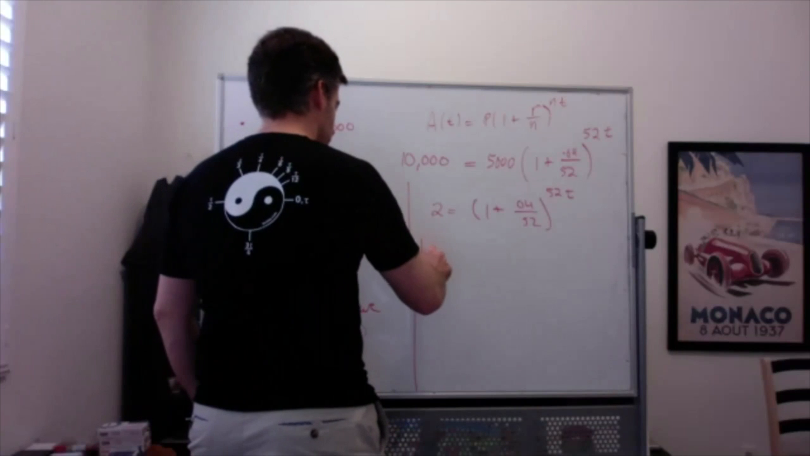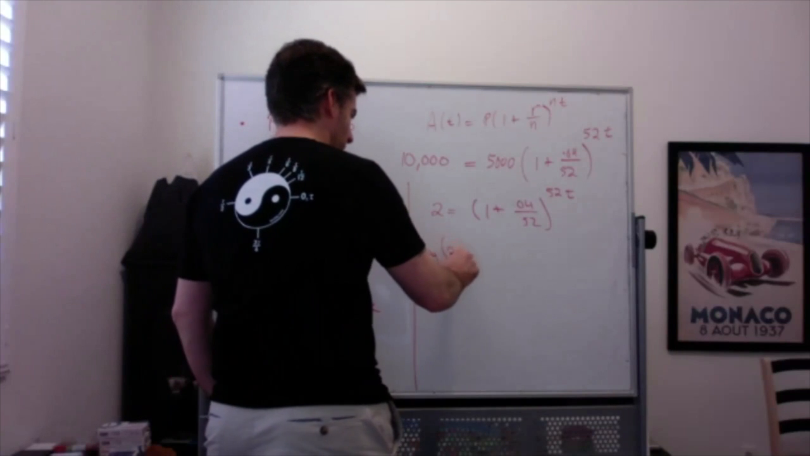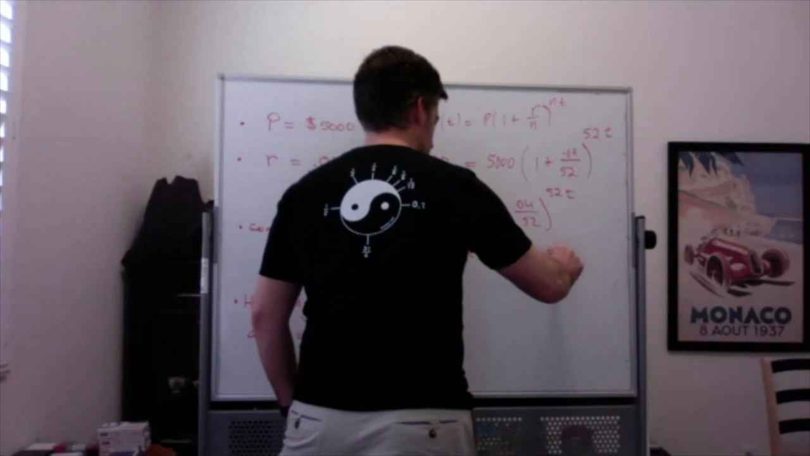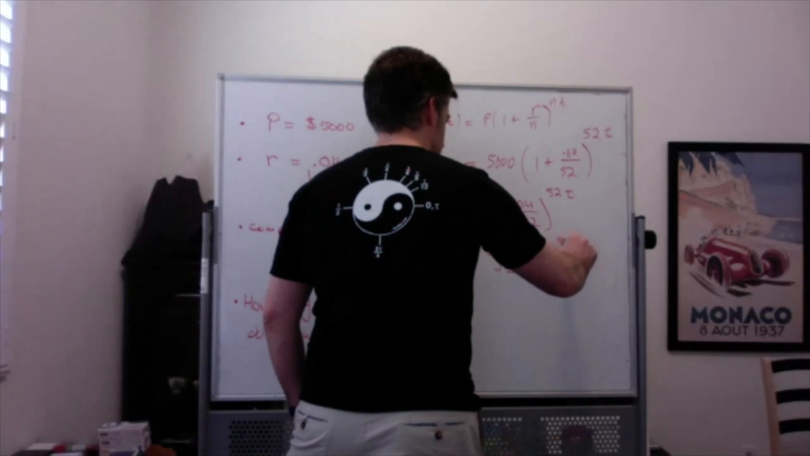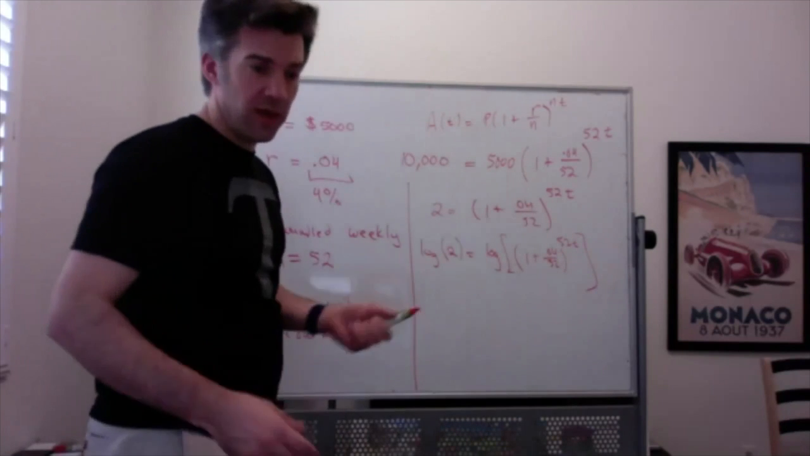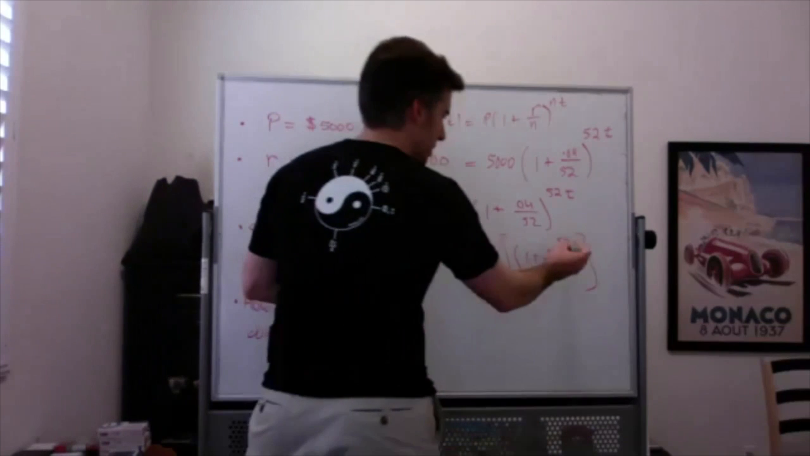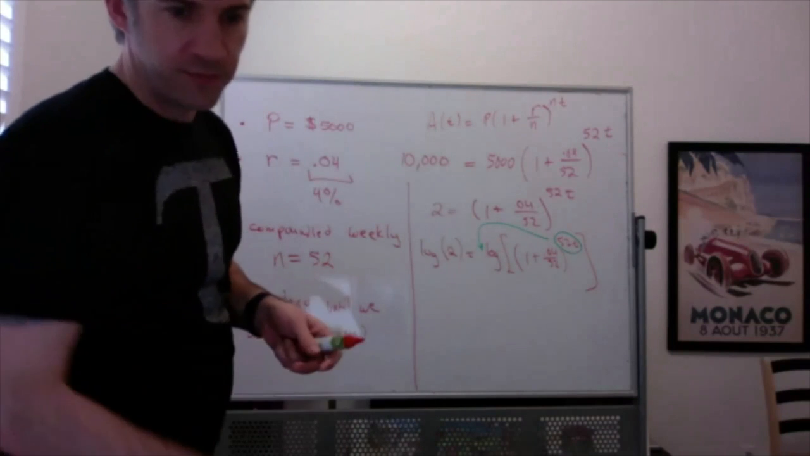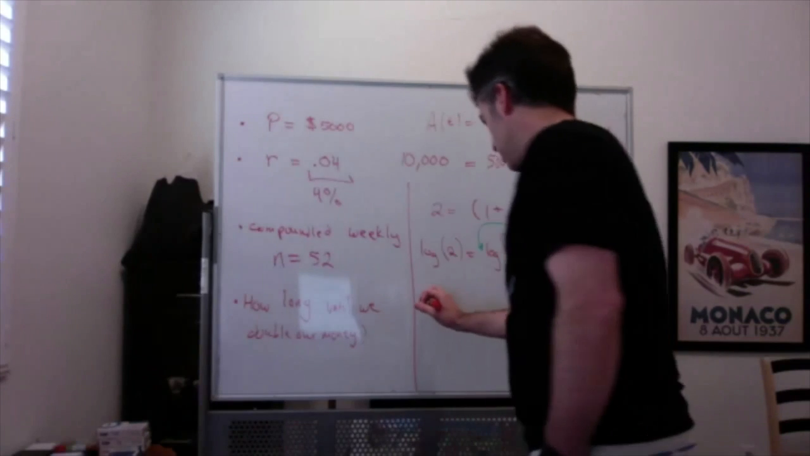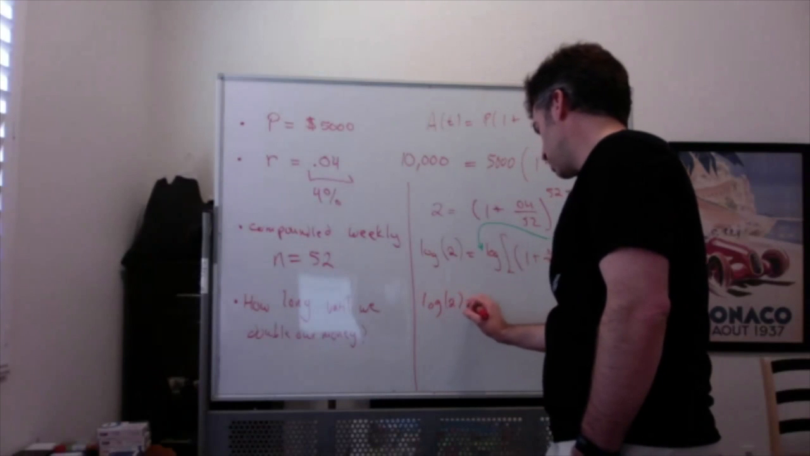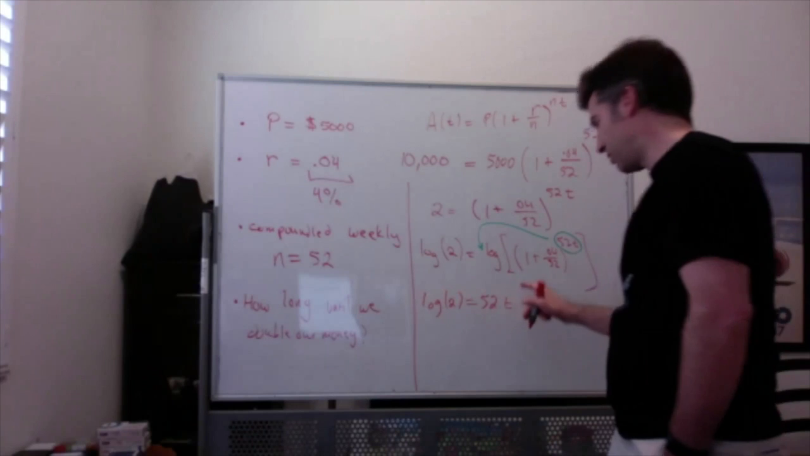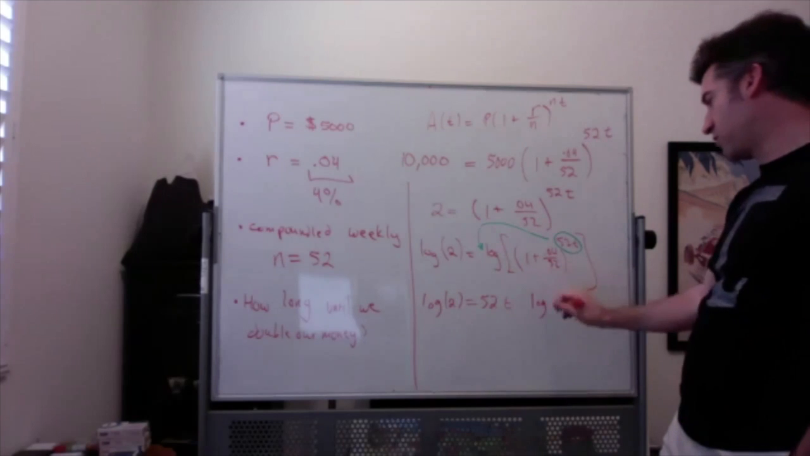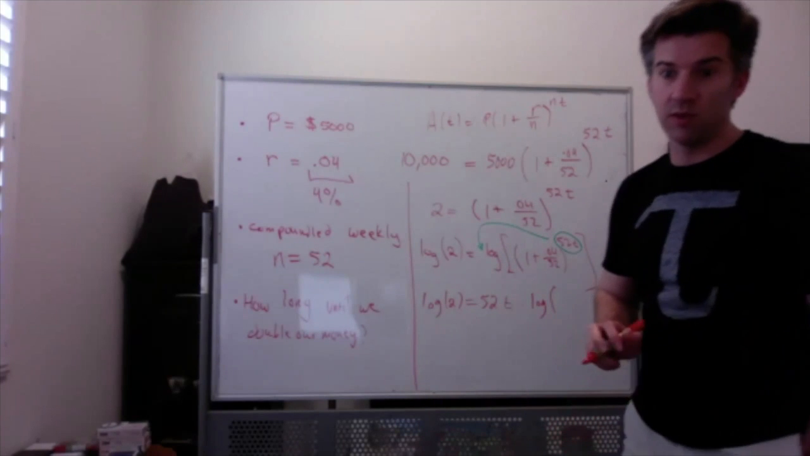So I would say log base 10 of 2 equals log base 10 of all this stuff, 1 plus 0.04 over 52 to the 52t. And the whole reason we do that is so that this exponent, 52t, can come down in front. So we can write this as log of 2 equal to 52t times log of this, right? And this is 1 plus 0.04 over 52, which is approximately 1.00077.